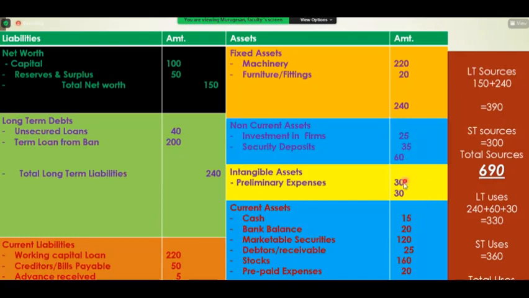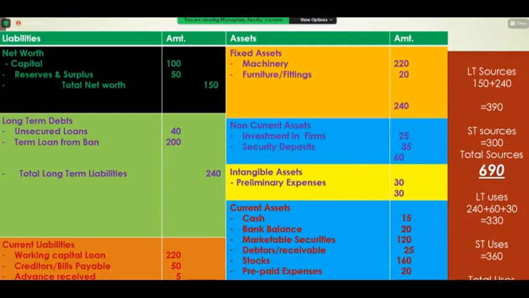Now you come to this side. Assets, long-term uses are 30, 240, 300, 330. Long-term uses are also called long-term assets. Either they call LTA or LTU, same. Here STA, STS, same. Here LT source or LTL, long-term liabilities. Either LTL or LT source, both are same. Wording will be different; some books will use that. Now here, current assets are short-term uses, 360. So there also, if you total, it is 690.